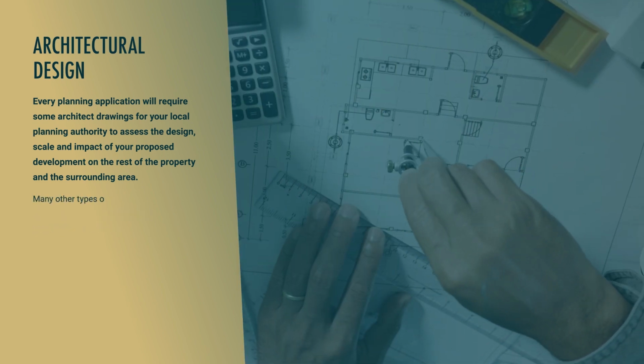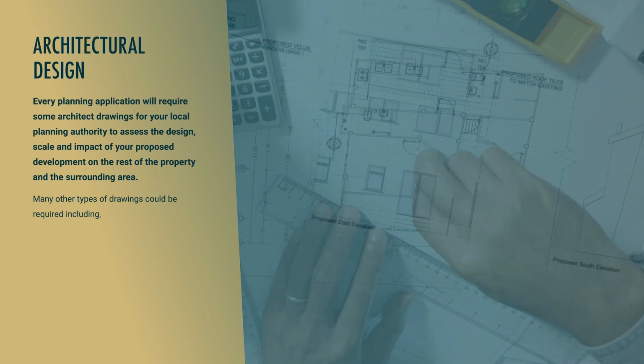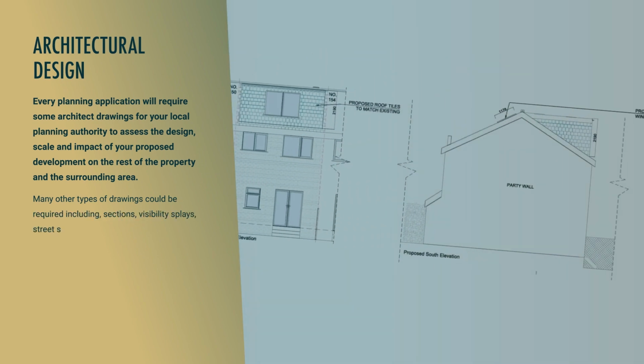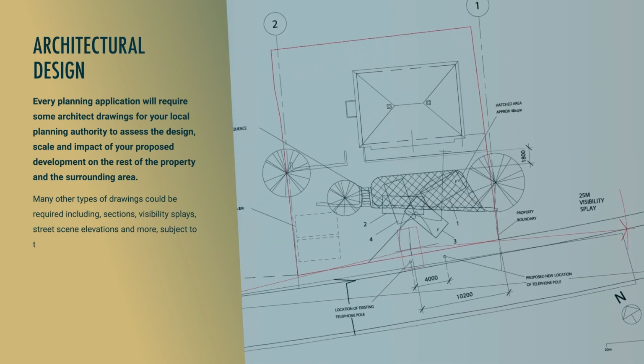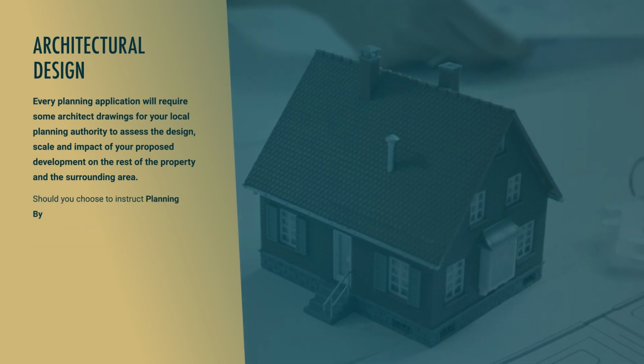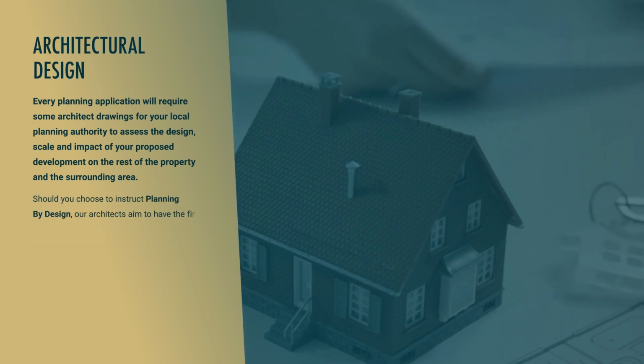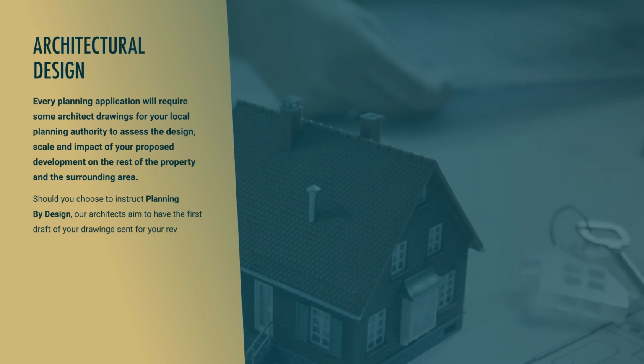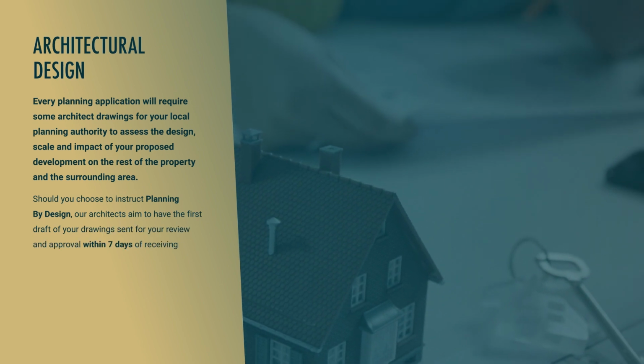Many other types of drawings could be required, including sections, visibility displays, street scene elevations and more, subject to the specifics of your project. Should you choose to instruct Planning by Design, our architects aim to have the first draft of your drawings sent for your review and approval within 7 days of receiving your design brief.